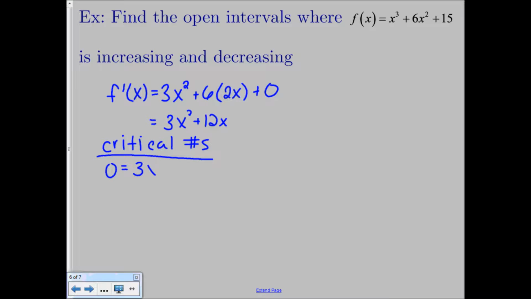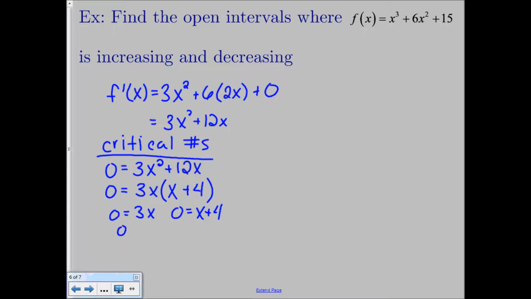So 0 is equal to 3x squared plus 12x. Now to solve this, again, we're going to want to factor out a common factor. It looks like I can take a 3x away from both of them. When I do that, I'm going to be left with an x plus 4. Since it's set equal to 0, we can split it up into 0 equals 3x and 0 equals x plus 4, which gives us that 0 is equal to x and negative 4 is equal to x.